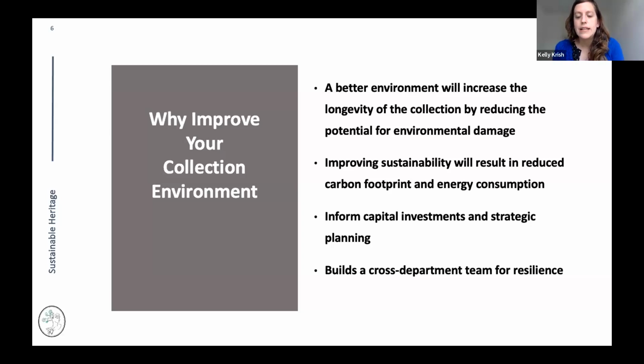And finally, I just wanted to mention that collections environments can really be one of those areas that kind of bring an institution together. Often you're working across departments and building some connections with, if you're at a small institution, it might be the same people that you're working with to achieve a lot of the goals. If you're at a larger institution, it could be some new faces involved.